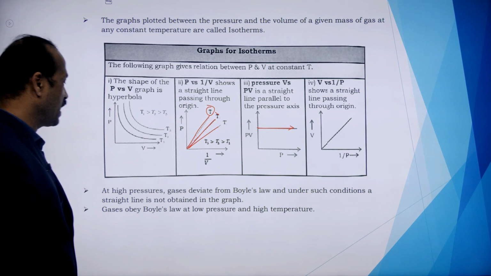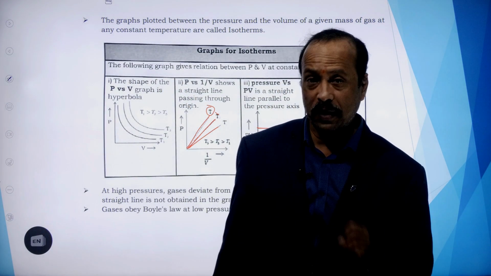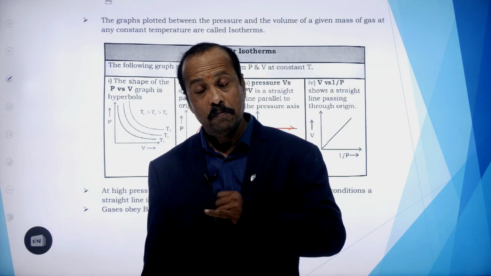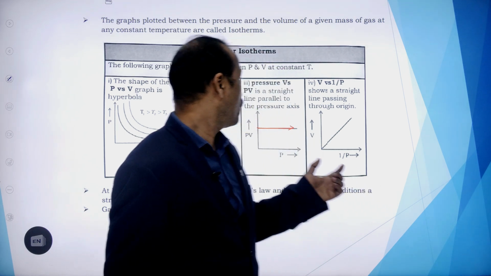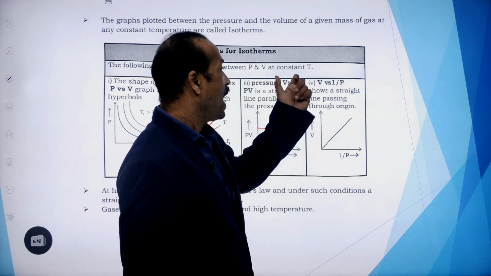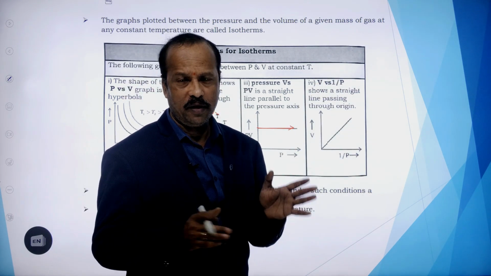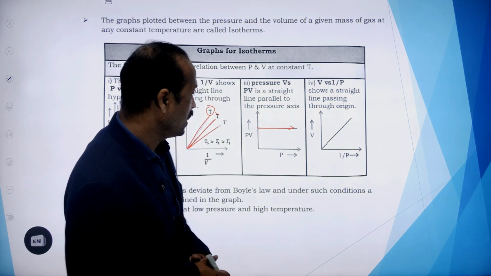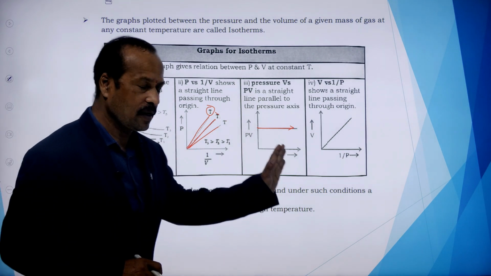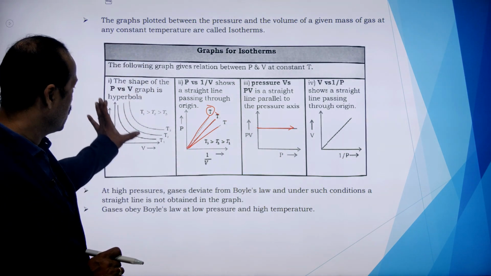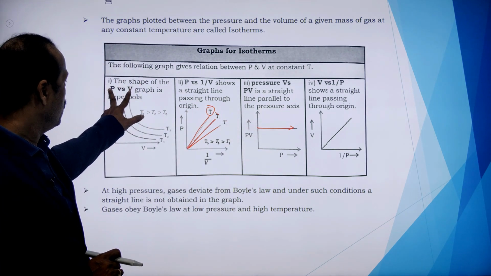So these are the different types of graphs we can get if we plot the values of pressure, volume, pressure and 1 by V, the reciprocal of volume, the product PV and pressure, and V and 1 by P. On taking different quantities, you will get different types of graphs. Here you have to remember what type of graph you get when plotting. So P and V gives a hyperbola.